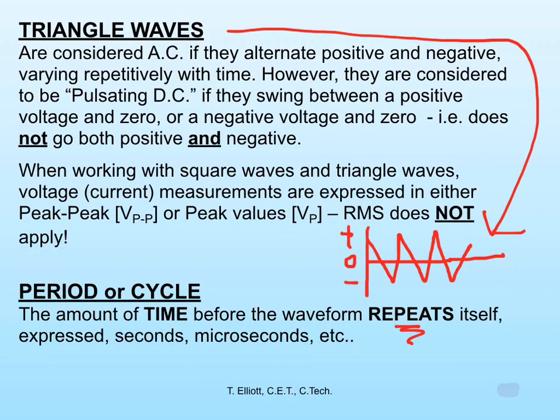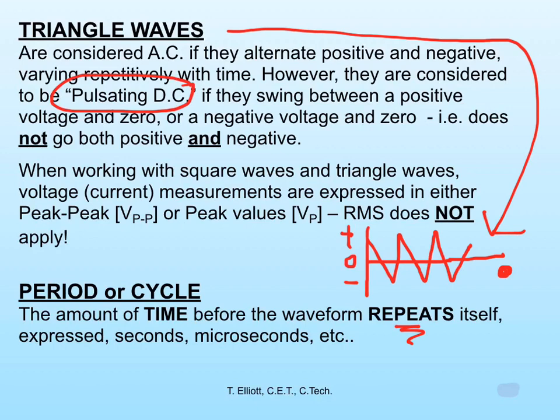Okay, so triangle waves, like square waves, they can be either all positive, all negative, or they can be AC. So in this case, I've drawn an AC triangle wave. Notice how it goes equally symmetrically positive and negative, but it could be all positive or negative, in which case it would be pulsating DC, technically, just like we saw on the last slide with the square wave.